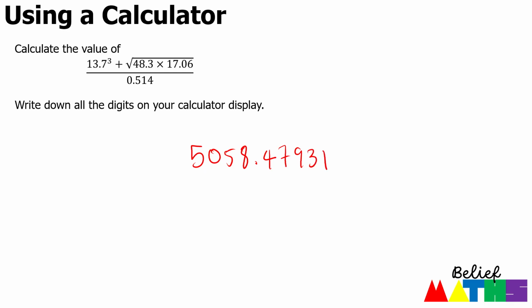5,058.47931. They've asked you to write down all the digits on your calculator display. That's all of our digits. The follow-up question might be rounded to 1 decimal place, 2 significant figures, etc. But in this case, all we have to do is write all the digits from our calculator display.